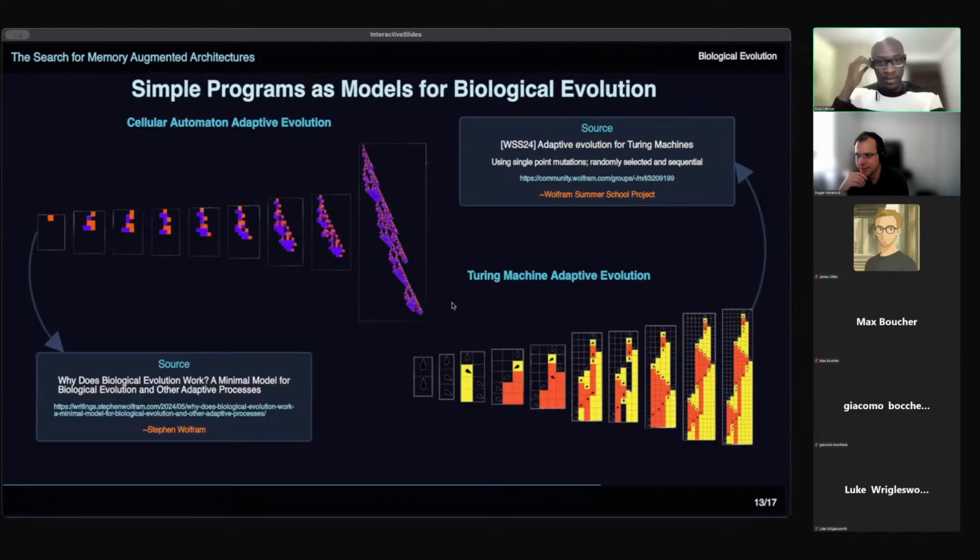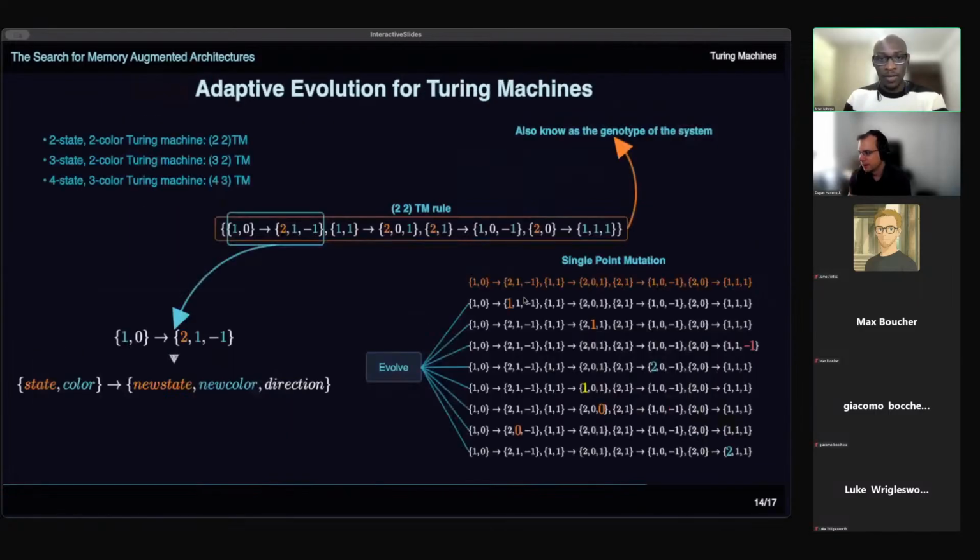So I can talk about what I did. This is an example of what the evolution does. We have a rule. These are examples of two Turing machines: two-state two-color, and four-state three-color. The rule of a Turing machine is what we call the genotype of the system, and the result of using those rules is what we call the phenotype. So you keep changing the rules and seeing what the results are.